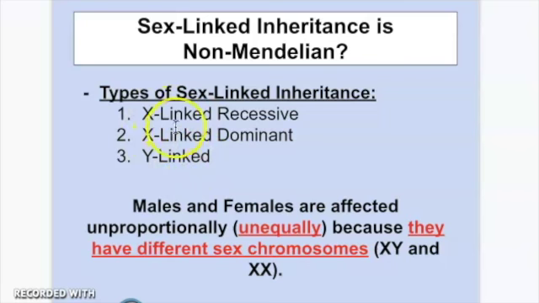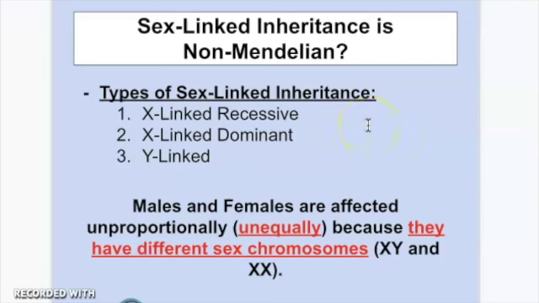Okay, X-linked referring to the X chromosome, so genes that are on the X chromosome, and Y-linked referring to genes that are on the male Y chromosome. Now, I say down here how, again, males and females are going to be affected differently or unequally because of them having different sex chromosomes.